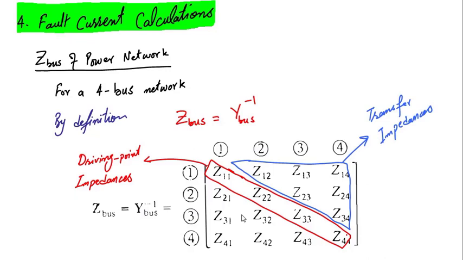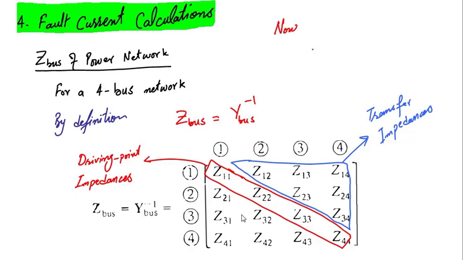Remember, as Y bus is a symmetric matrix, its inverse Z bus will also be a symmetric matrix. So the Z bus upper triangle and lower triangle will be equal. The entry Z12 will be equal to Z21. So that is a symmetrical matrix.